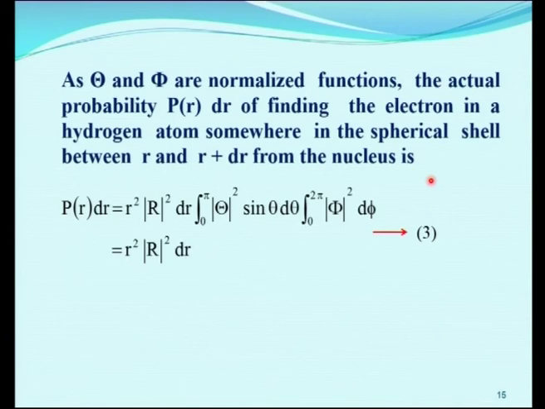The probability of finding the electron, we can write the equation, that is P of r dr is equal to r squared into modulus R squared dr, integral 0 to pi modulus theta squared sin theta d theta, into integral 0 to 2 pi modulus phi squared d phi. Phi varies from 0 to 2 pi, then theta varies from 0 to pi. On simplifying this equation 3, what we are getting? r squared modulus R squared into dr.